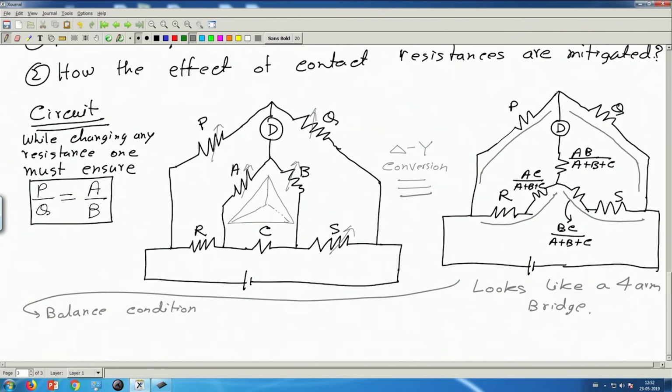So let me come here, balance condition. We can write P by Q is equal to these 2 together, R plus AC by A plus B plus C, and these 2 together, S plus this branch BC by A plus B plus C. Okay. So this is the balance condition of this bridge.